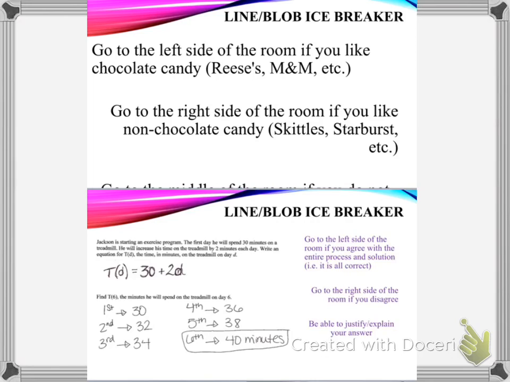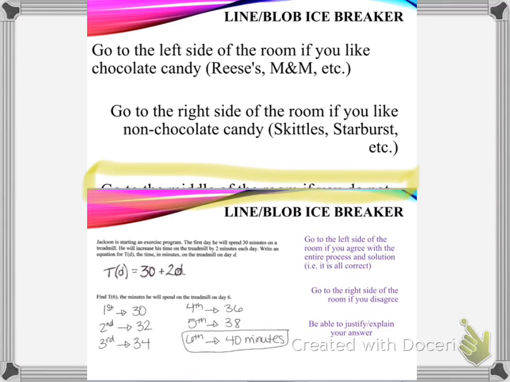And then next, it looks like it cut off down here, but this bottom section says go to the middle if you don't like candy at all. So let's go to the left of the room if you like chocolate candy, go to the right side if you like the non-chocolate candy, and then stay in the middle if you don't like candy. Just again, a little icebreaker, but they're still going to sides.